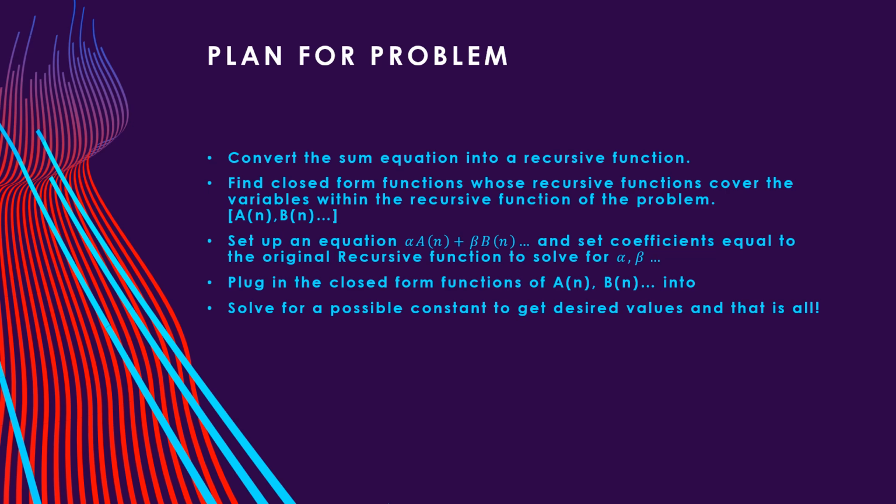The next thing to do would be to set up an equation alpha a of n plus beta b of n, and so on, and by relating this to our recursive function, we will be able to find an alpha, beta, and so on that we could then put our closed form functions for a of n, b of n into, and come up with an overall closed form function for our recursive function.